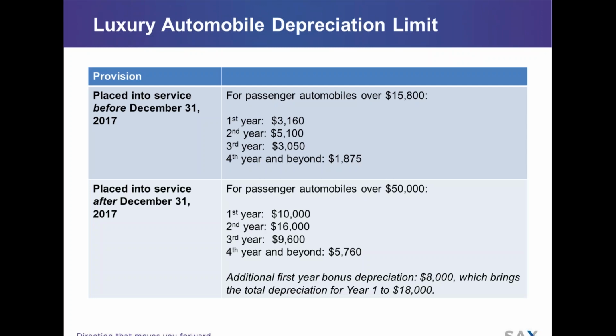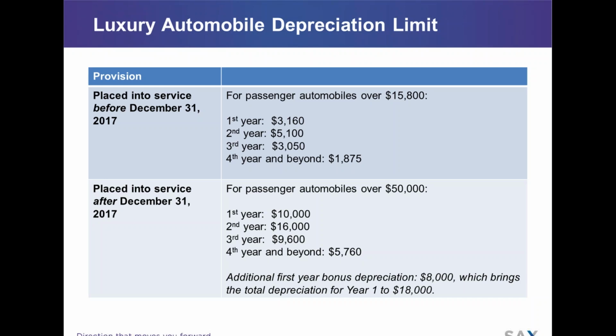Under the old law, any car over $15,800 would be limited to $3,160 of depreciation if we did not elect bonus. If you elected bonus, they gave you the $8,000 that we have noted down below. And then you gradually get a little more and then start depreciating the rest at $1,875 for the remaining period.